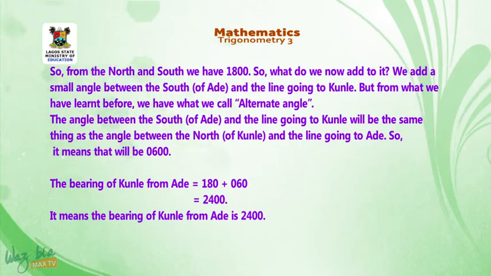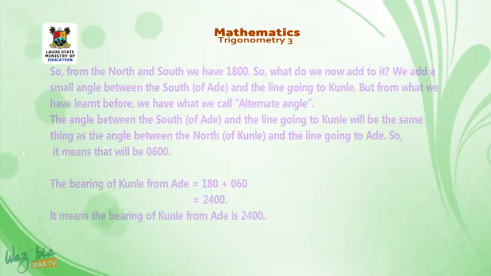So what do we now add to it? We add a small angle between the south of Ade and the line going to Kunle. But from what we have learned before, we have what we call alternate angle, the Z angle. The angle between the south of Ade and the line going to Kunle will be the same as the angle between the north of Kunle and the line going to Ade. So that will be 60 degrees, 060 degrees. The bearing of Kunle from Ade will now be 180 plus 060 degrees, which equals 240 degrees. So the bearing of Kunle from Ade is 240 degrees.